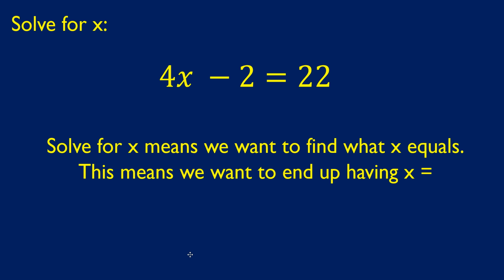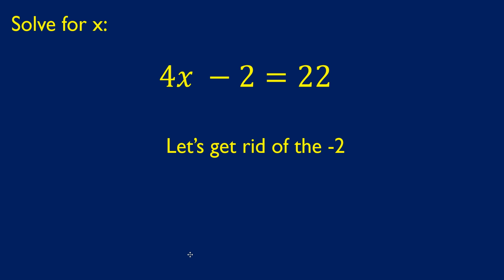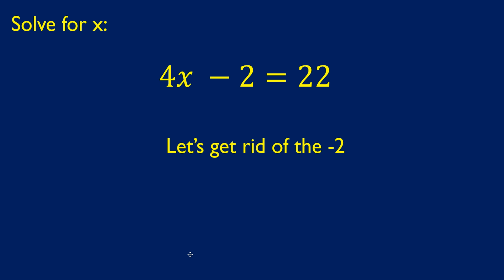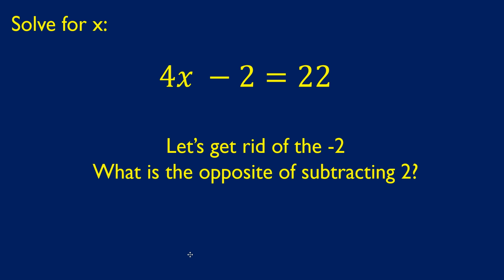So remember, I thought of a number, I times it by 4, I took away 2, and it equaled 22. So instead of taking away the 2, I'm going to add the 2 instead. It's working backwards. So I just want to get that x all on its own. So as I said in that previous slide, solving for x means I want to find what x equals. So I want to end up having x equals whatever the number is going to be. So that minus 2 is getting in the way of me having that x all on its own. So instead of taking off the 2, I work backwards. I add the 2 because it's the opposite of taking away the 2.